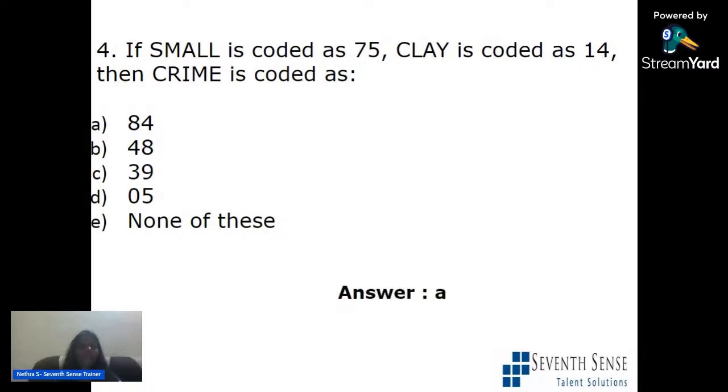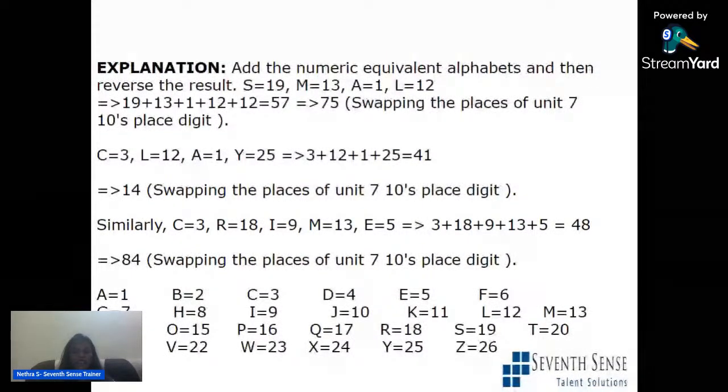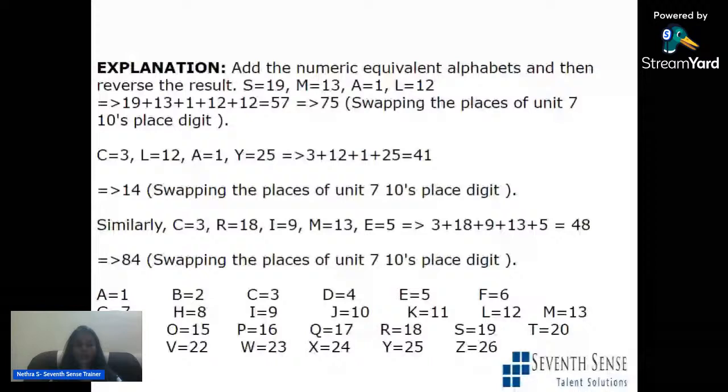So the correct answer is option A. How it is possible? We'll see with an explanation. So the explanation here is add the numeric equivalent of the alphabets and then reverse the results. I hope students already guessed it. I can see that answer in the chat box. So here small: S is coded as 19, M is coded as 13, A is coded as 1 and L as 12. So if we are adding those numbers, the total sum will come as 57. So if we are swapping that number, 75 will be the answer.